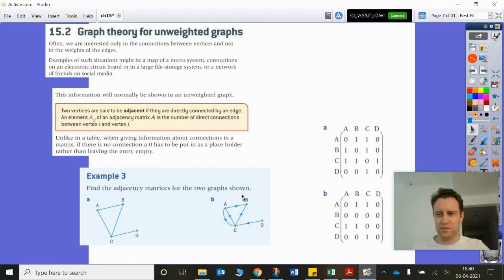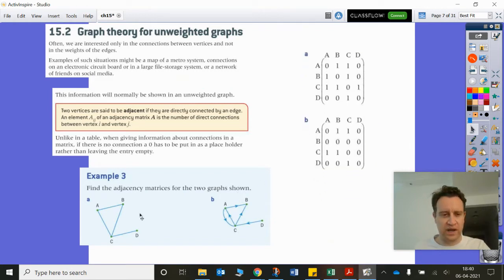Now, these are essentially the same as the adjacency tables that you've created before. It's just putting it in a matrix format. So, for example, in this case, you can create A, B, C, D down the side and A, B, C, D along the top. And so, if we were going to go from A to B, then we would need to put in a 1 to say that it's possible to go from A to B. And likewise, because it's not a directed graph, it's possible to go from B to A as well. So we'll put a 1 in that position.